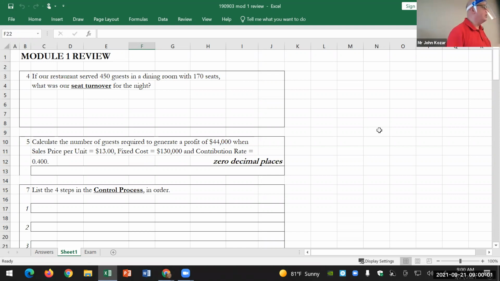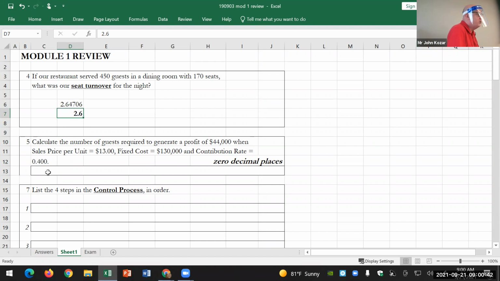Okay, so we're going to take the total number of guests, 450, divided by 170. And we get 2.64706. Normally we'd round this just to one decimal point. So 2.6 is the answer that you would want to put. Any questions on that?